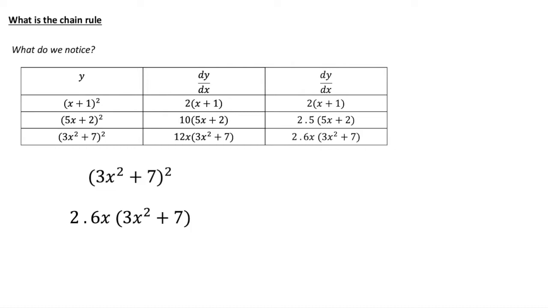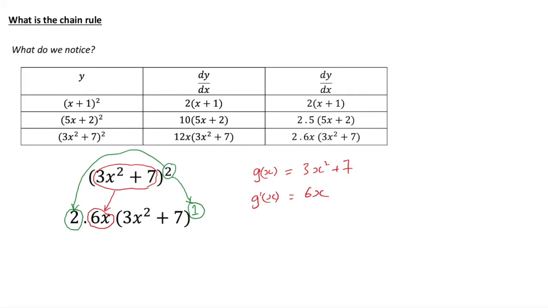So what about the 2 and the 6x? Well, if we look at 3x squared plus 7 and differentiate that, it gives us 6x. So we can call that g of x, which links in with what we had before. That's the inner function, or the first thing that's going to act on x. If we were finding the value of this whole function, we'd first put x into the inside of the bracket. And so that's our g of x. And if we're differentiating g of x to get g dashed of x, that's our 6x.